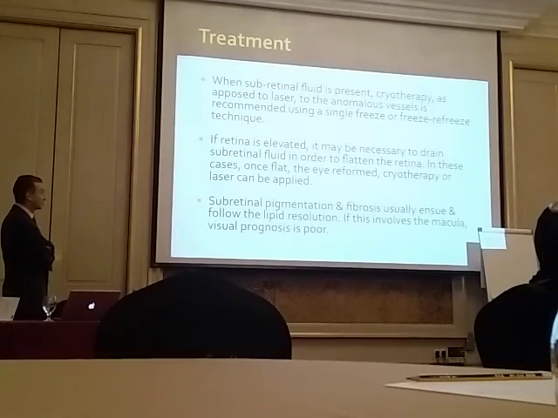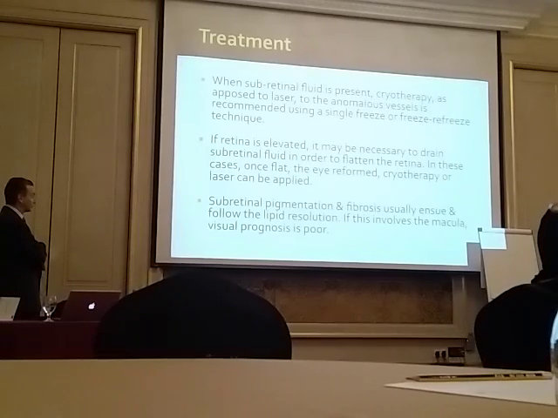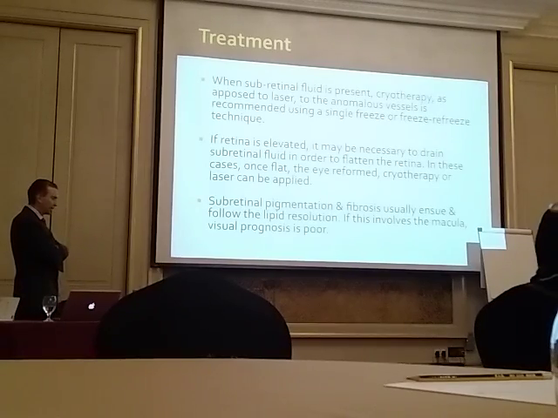Now, if you have subretinal pigmentation or fibrosis, this means the fluid is coming out and your lipid will hopefully resolve soon. If, unfortunately, it involves the macula, of course, then submacular fibrosis would be there and you wouldn't have good vision. Poor.